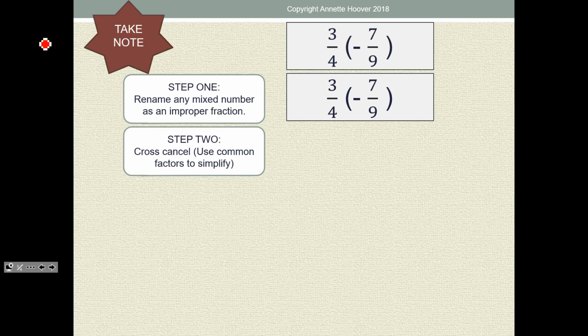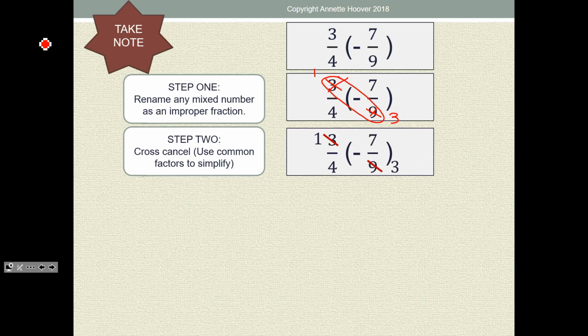To do that, you look at a numerator and denominator and see if there's a pair where you can divide both by the same number. 3 and 9 are both divisible by 3. 3 divided by 3 is 1, and 9 divided by 3 is 3. So when we simplify it, it's going to be 1/4 times a negative 7/3.